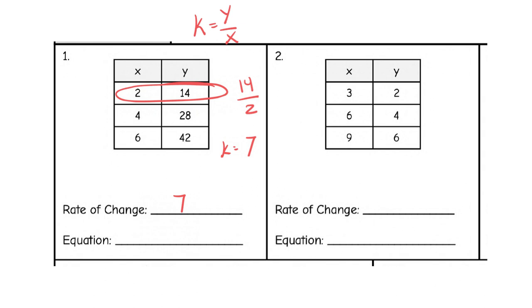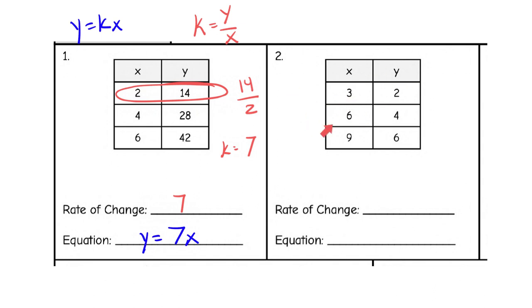Now, if I know my rate of change is 7, I know the equation that I want to use is y equals k times x. Take 7, put it in the equation instead of k. Y equals 7x.